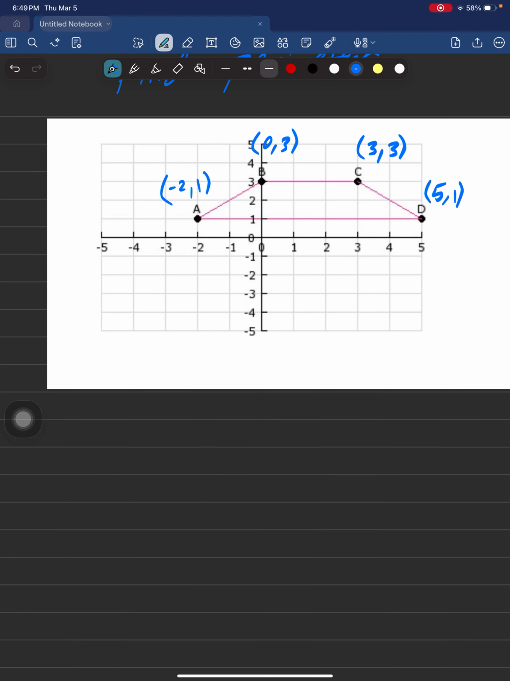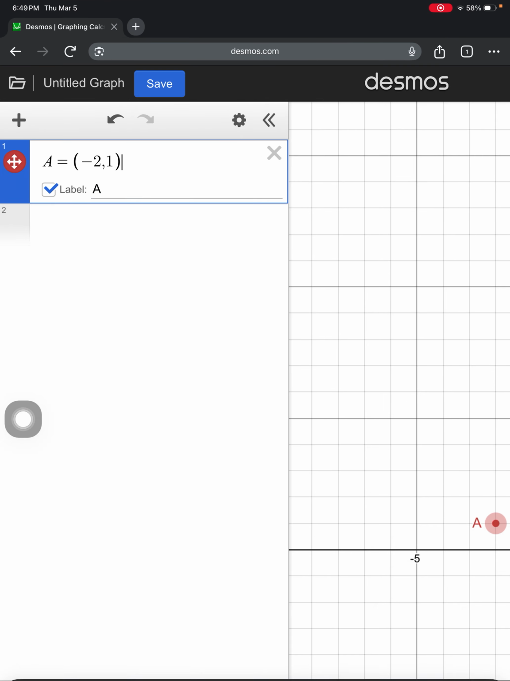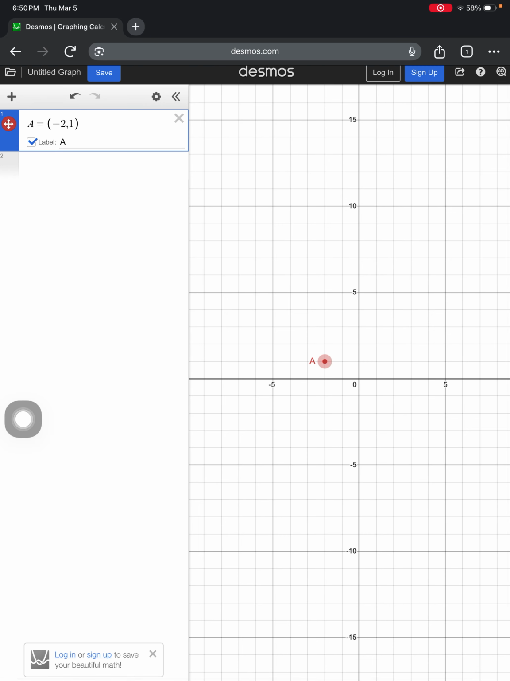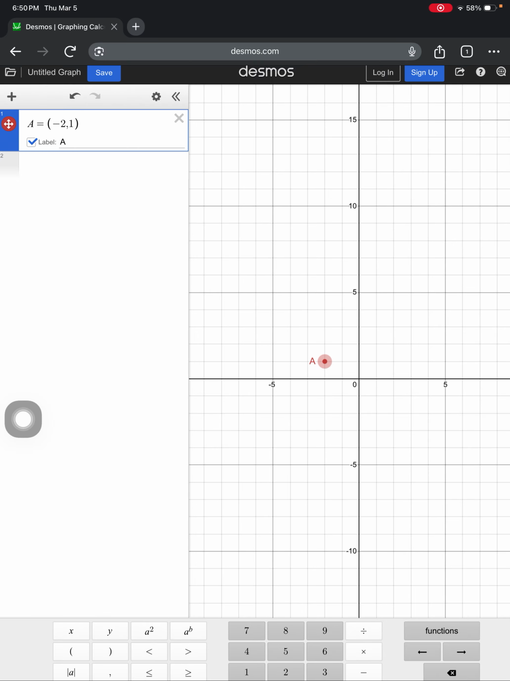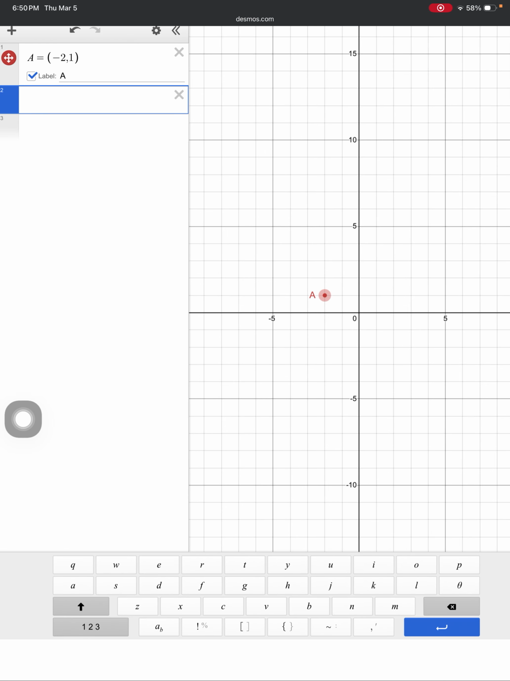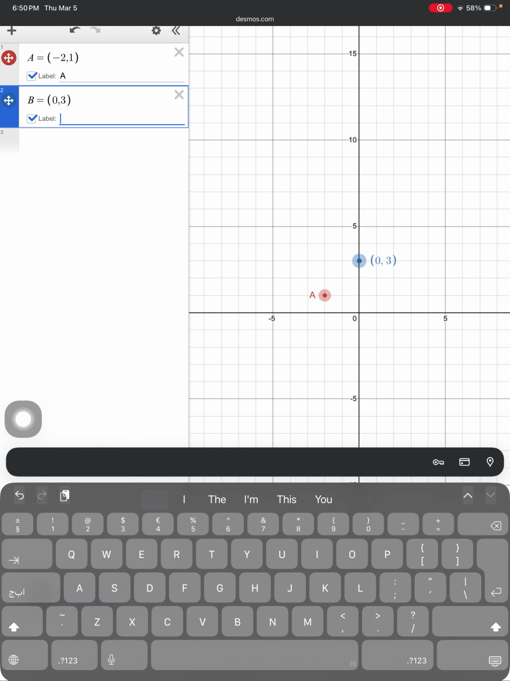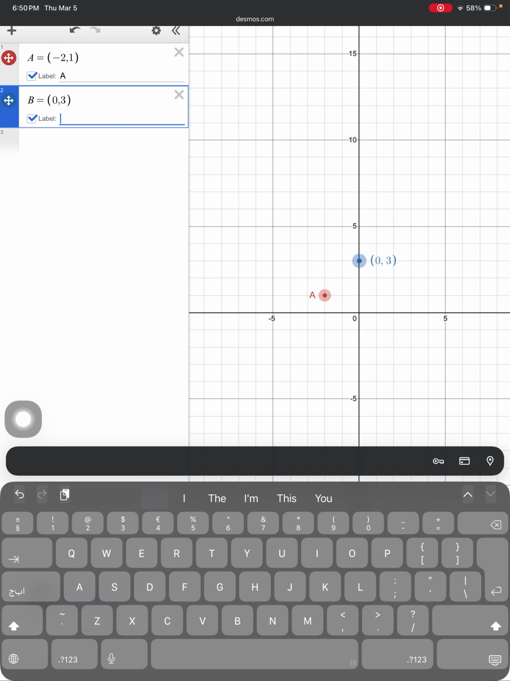The second point, which is 0, 3, is B. So the second point is B equal to 0, 3. I prefer to label it as B, so it will be easy for us to recognize it as B.